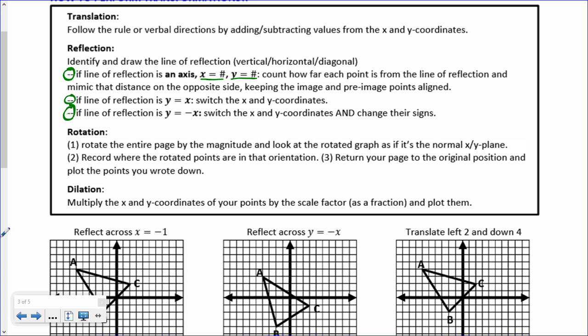Okay? If you're reflecting over this line where it's y equals negative x, you're going to do the switch, but you're also going to change their signs. So for example, if I started with (1, 2), and I reflect over y equals negative x, these two numbers are going to switch position and change sign. Both.